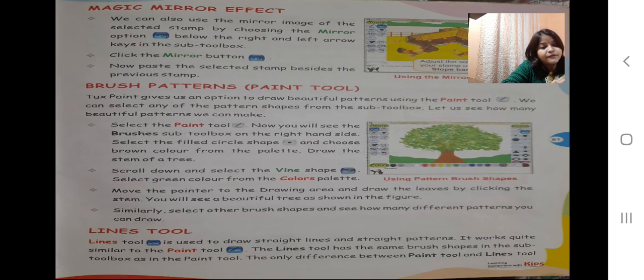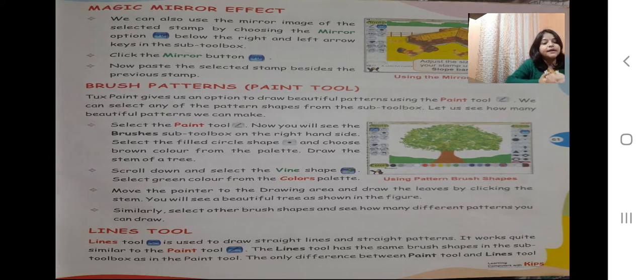Now how will you give the magic mirror effect? Suppose we are drawing a stamp, we can use the mirror image of the selected stamp by choosing the mirror option. And where is the mirror option present? It is present below the right and the left arrow in the sub toolbox. The sub toolbox is on the right hand side, and you can see the mirror option below the right and the left arrow.